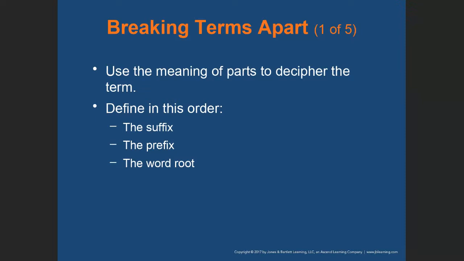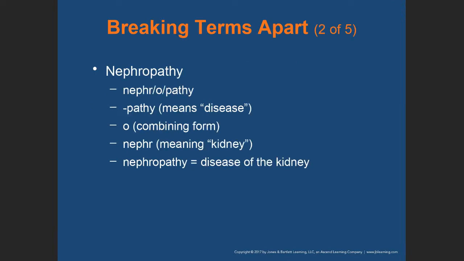All right, now breaking terms apart. Use the meaning of parts to decipher the term. Define in this order. The suffix. Remember, your suffix is going to be at the end. Prefix at the beginning. Word root, that's the main stem, and usually conveys the meaning of the word, the primary meaning.